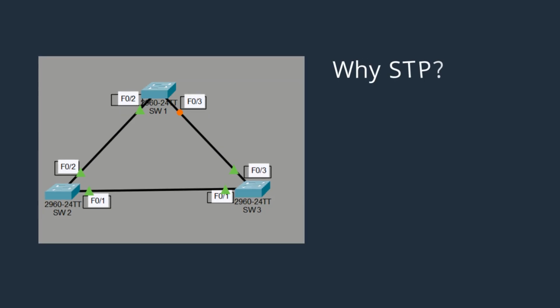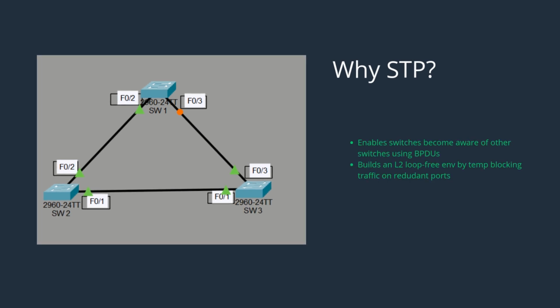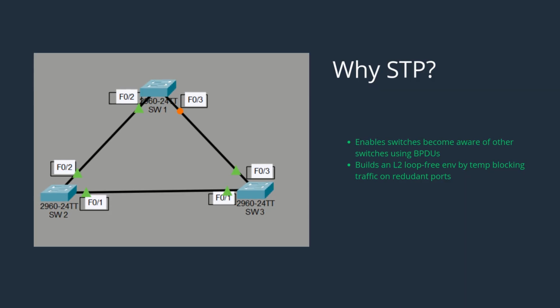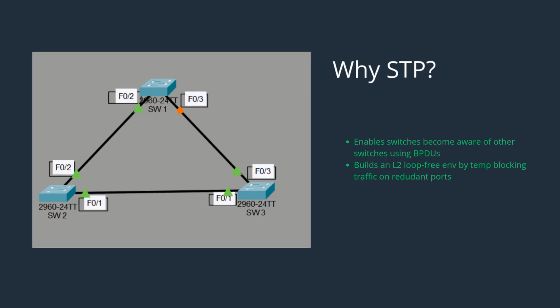STP solves this problem elegantly through two key mechanisms. First, STP enables switches to become aware of other switches in the network using special frames called BPDUs, Bridge Protocol Data Units. Think of BPDUs as hello messages that switches use to discover and communicate with each other. Second, STP builds a loop-free environment by temporarily blocking traffic on redundant ports.